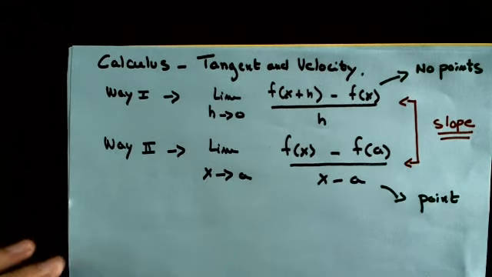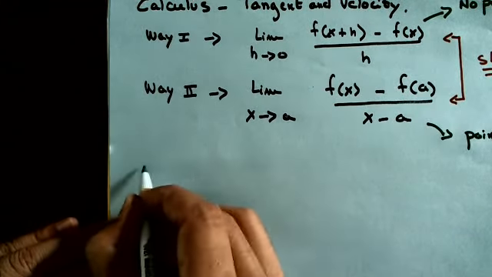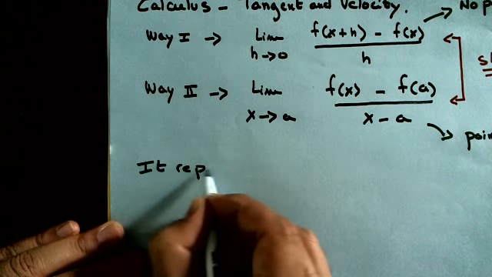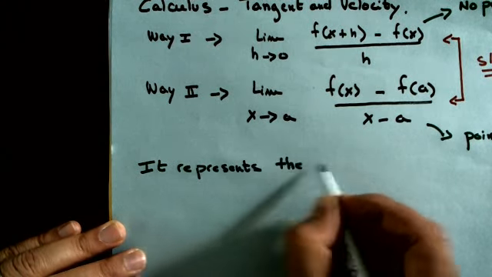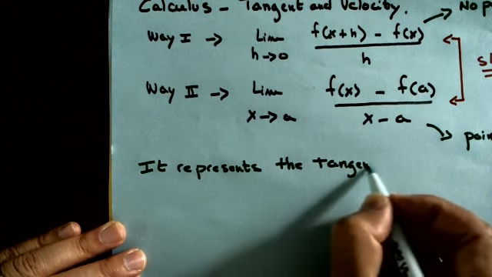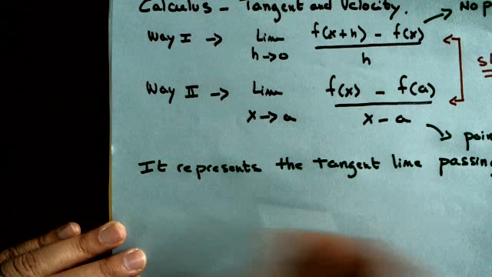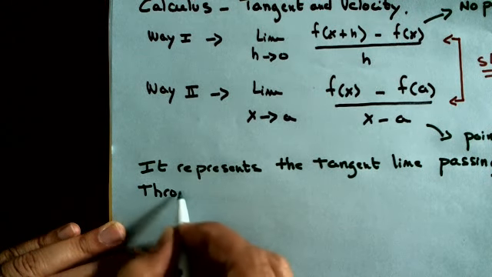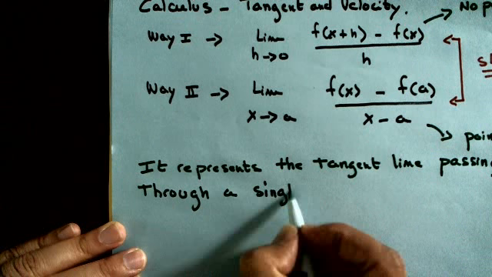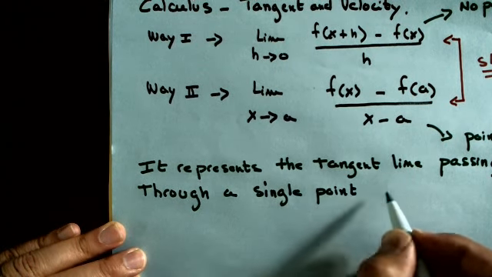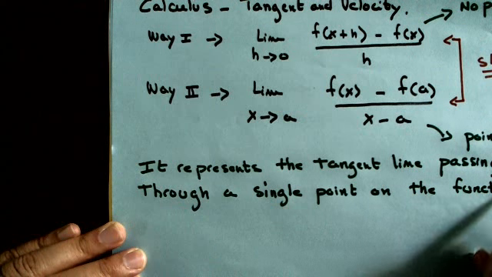And remember that with both ways, you find the slope, and it represents the tangent line passing through a single point on the given function.